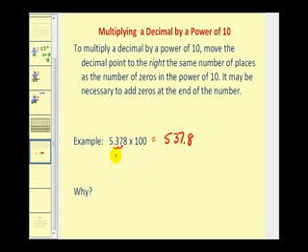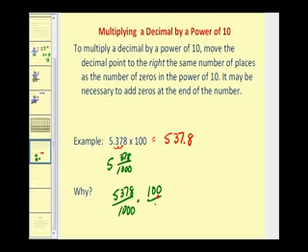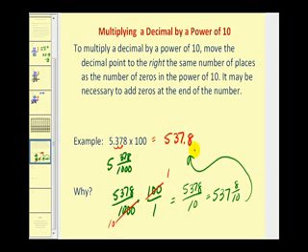Let's take a moment to explain why this shortcut works. If we rewrote this in fraction form, it would be 5 and 378 over 1,000, or 5,378 over 1,000 times 100. If we multiply this by 100, this would actually simplify. This would become a 1, this would become a 10. So right away we can see our denominator would be 10, therefore our product should be in tenths, as we see here. And we would have 5,378 tenths, which should be 537 and 8 tenths. And that does match our answer using the shortcut method.